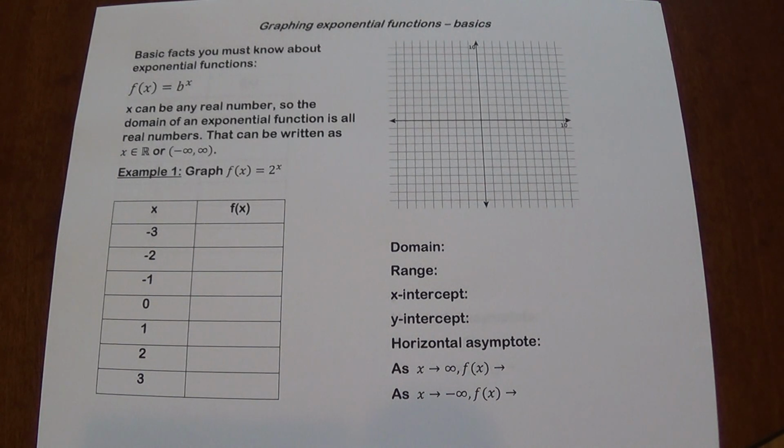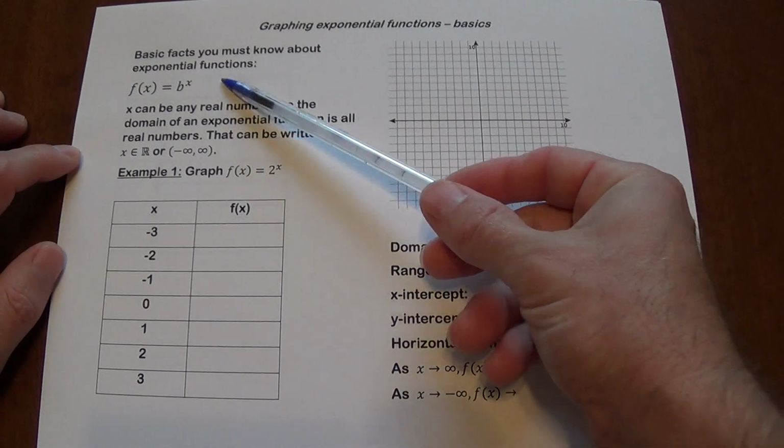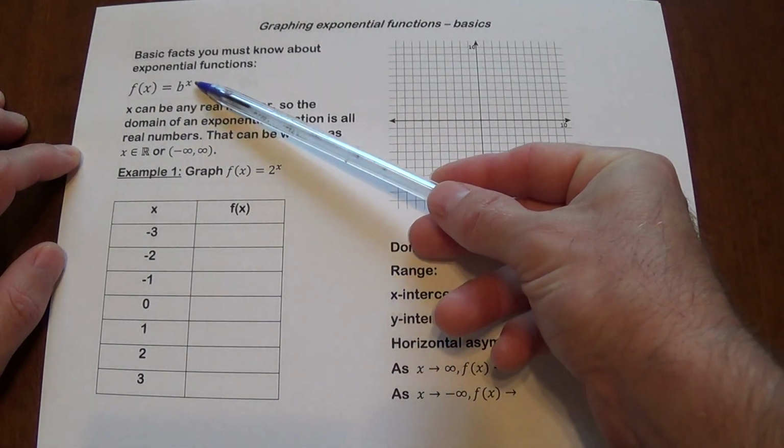Hi, today we are going to talk about how to graph exponential functions. That's just a basic overview. So we have a general form f of x equals b to the power x.